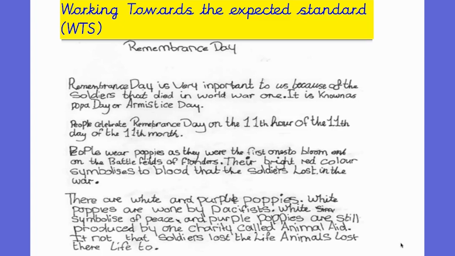Remembrance Day. Remembrance Day is very important to us because of the soldiers that died in World War I. It is known as Poppy Day or Armistice Day. People celebrate Remembrance Day on the 11th hour of the 11th day of the 11th month. People wear poppies as they were the first ones to bloom on the battlefields of Flanders. Their bright red colour symbolises to blood that the soldiers lost in the war.